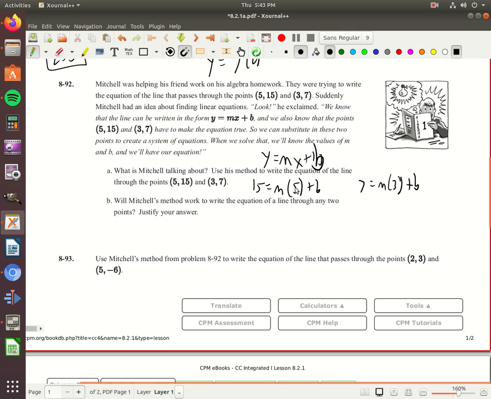A couple different ways that we could do this. I guess we'll just say, I'll just subtract 5m from each side. All right, so I get 15 minus 5m equals b.